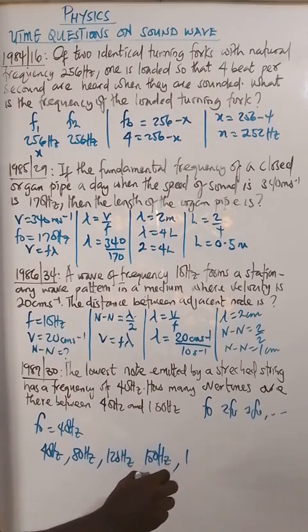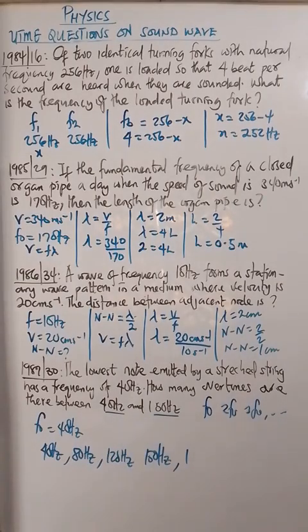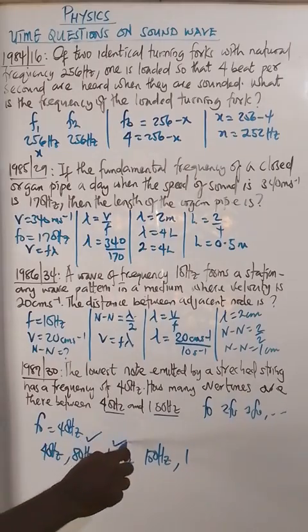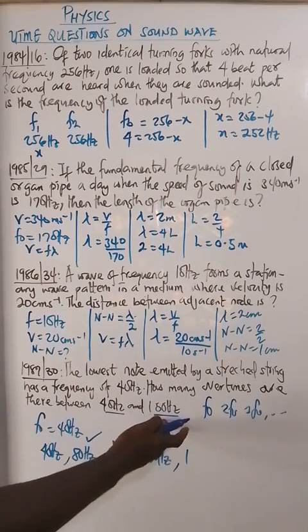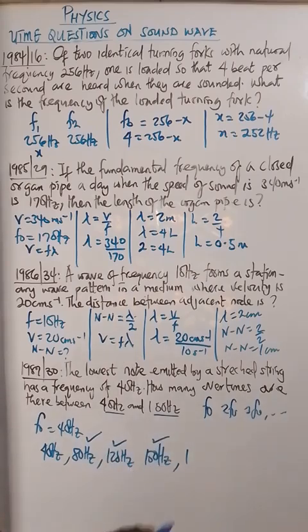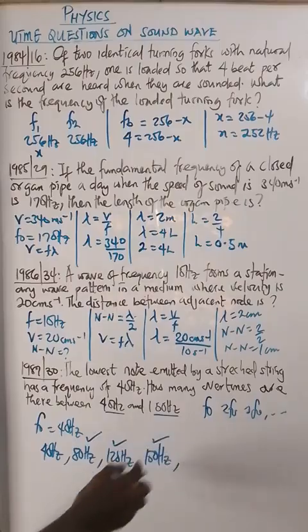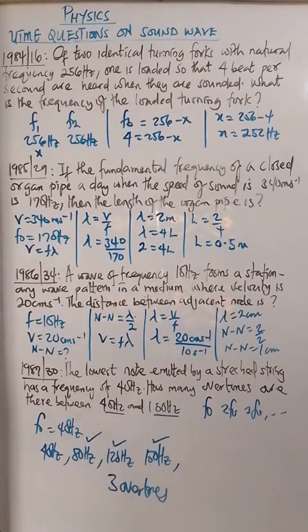Times 5. But it said between this and this. So how many overtones do we have? This is the fundamental, so this is the first overtone, second overtone, and third overtone. But the thing is, if they say between 40 Hz and 150 Hz, is 150 Hz inclusive? If 150 Hz is inclusive, then the answer is 3. We have 3 overtones, first, second, and third, between 40 Hz and 150 Hz.